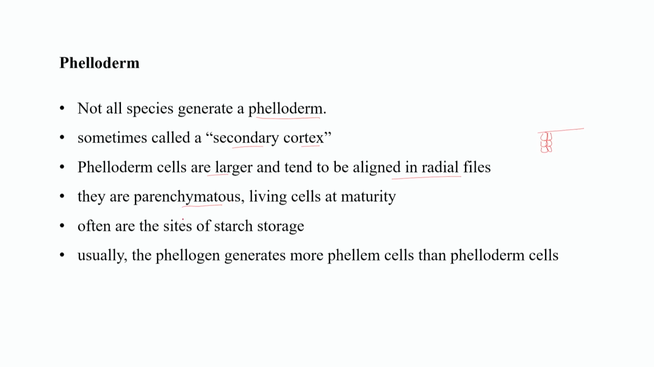See, important thing is that cork cells were dead cells, but phelloderm cells are parenchymatous, so they are living cells at maturity as compared to cork. So they also store starch. Because they are parenchymatous, one of the important functions of parenchyma is storage. So phelloderm can also store starch, and we have discussed that phellogen generates more phellem as compared to phelloderm.